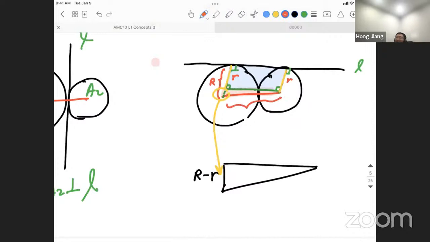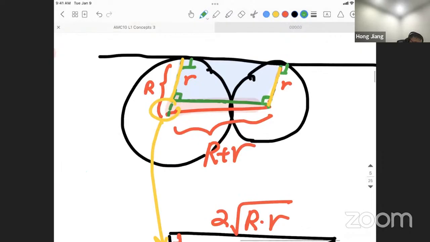And then what about this guy? This guy is the connection between the two circle centers. This is going to be big R plus small r. Is that right? This is 90 degrees. And using the Pythagorean theorem, this is going to be 2 under root big R small r. So that being said, your green part is 2 root big R small r.